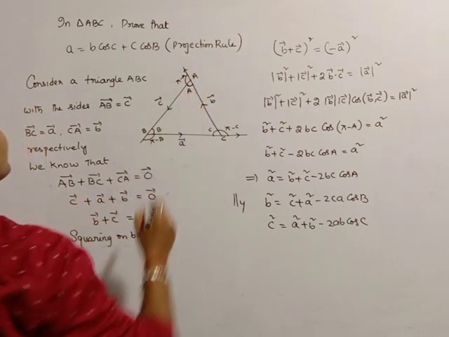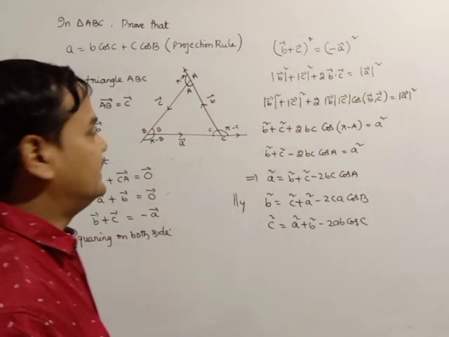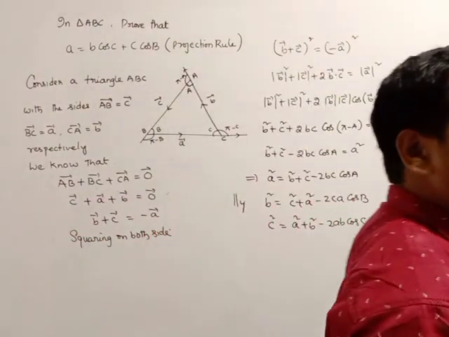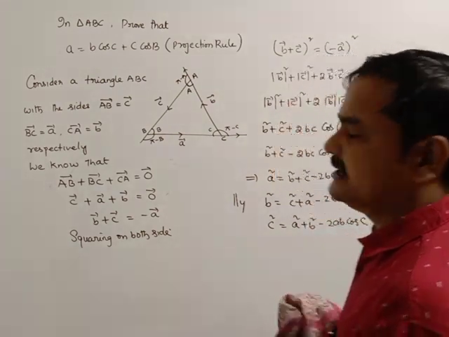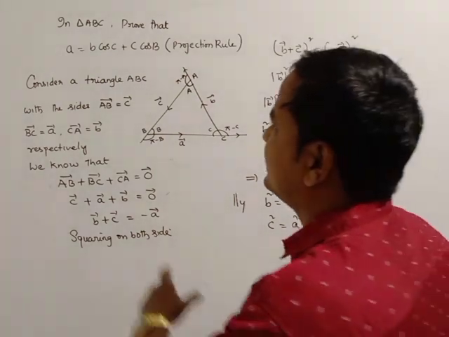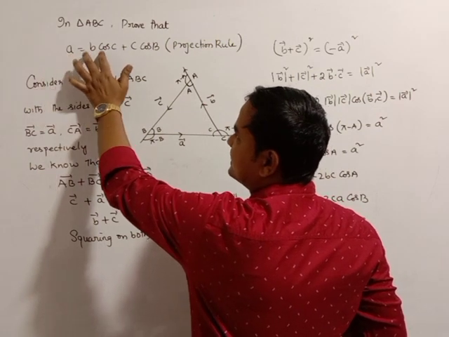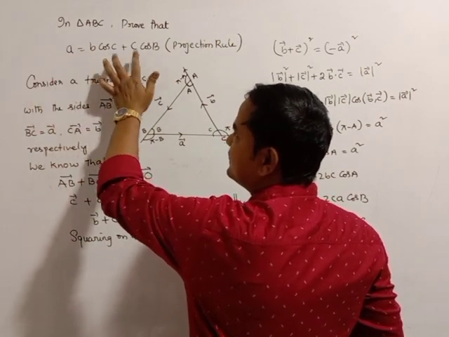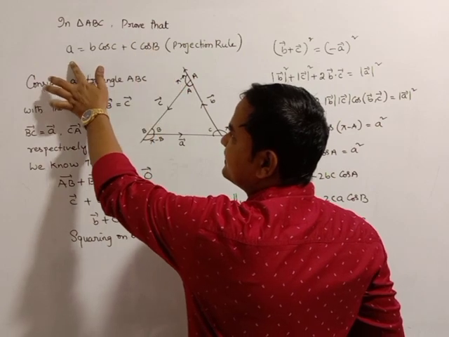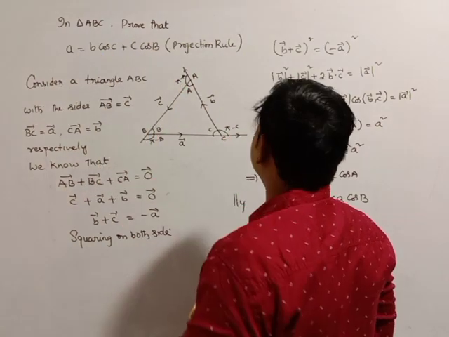This is the next one. In triangle ABC, prove that a is equal to b cos C plus c cos B. This is called the projection rule. If it is a given, it is linked with b and c. Suppose b is given, what is that? a cos C plus c cos A is coming. If c is given, a cos B plus b cos A will become.